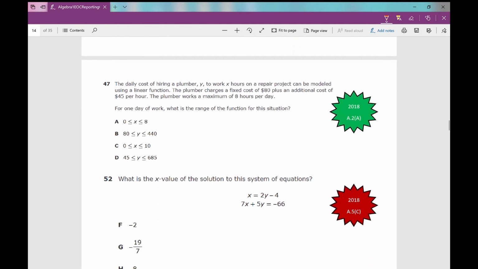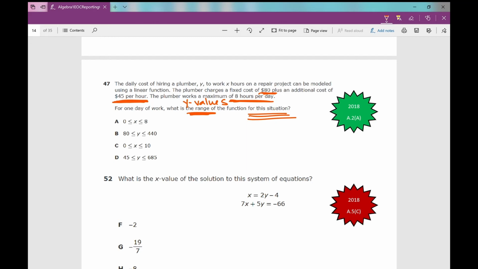Okay, number 47. The daily cost of hiring a plumber, Y, to work X hours on a repair project can be modeled using a linear function. The plumber charges a fixed cost of $80 plus an additional cost of $45 per hour. That looks like a rate. The plumber works a maximum of 8 hours per day. For one day of work, what is the range? What should you write above the word range? Y values. What are the y values of the function for this situation?